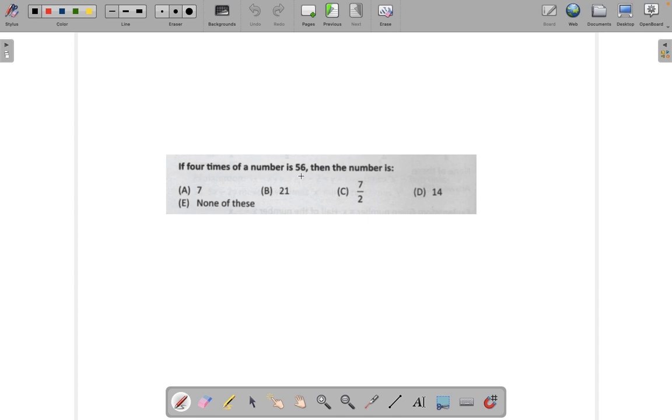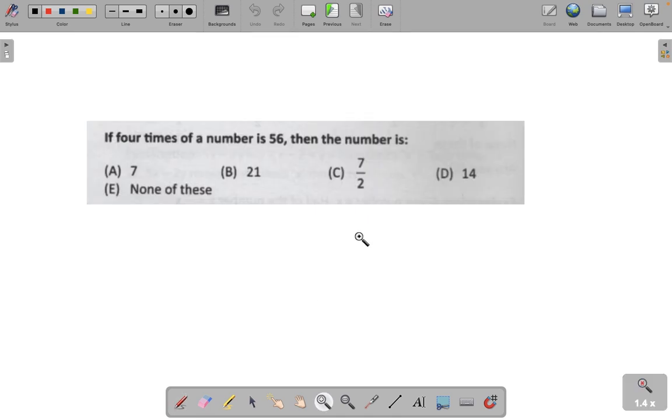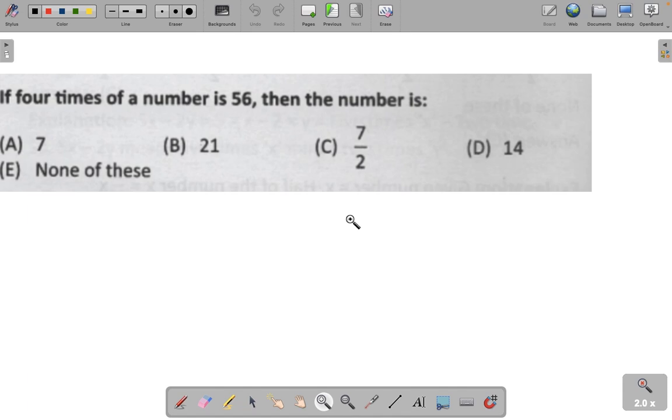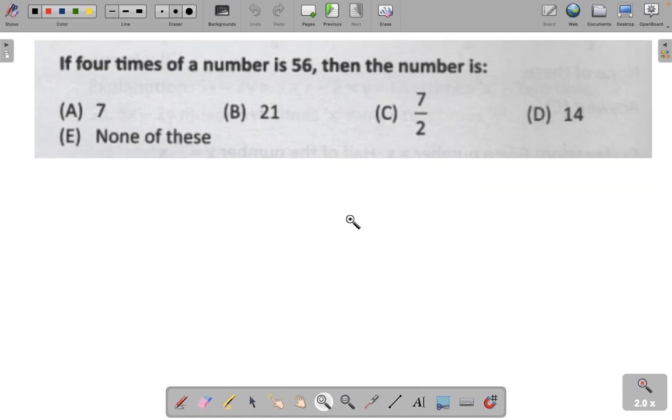If 4 times a number is 56, then find the number. This is the final question for today. This is a statement type question wherein you are given a statement. There are two tasks to do. First of all, convert this to an algebraic expression and equation, and then solve the equation.